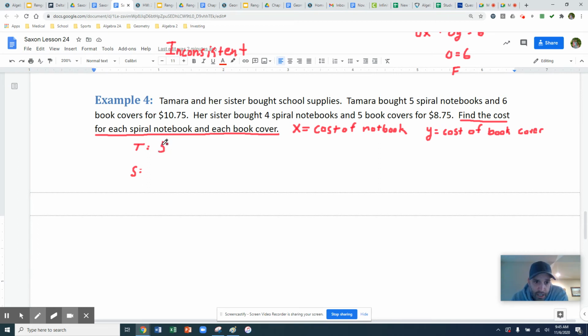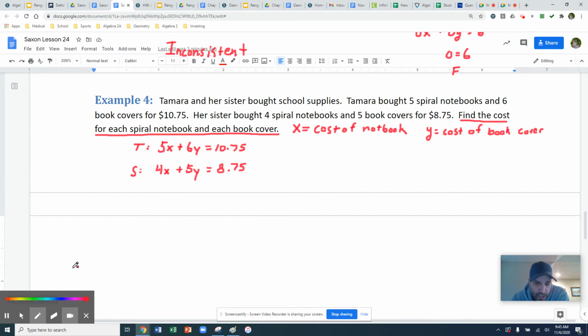So we're going to take 5 times the cost of the notebook plus 6 times the cost of the book cover, which we still don't know yet, and that's going to equal $10.75. And then her sister, she bought 4 notebooks at a certain cost plus 5 book covers at a certain cost, and that's going to equal $8.75. So each of their stats are now transformed into an equation, and now we're ready to use elimination to solve.